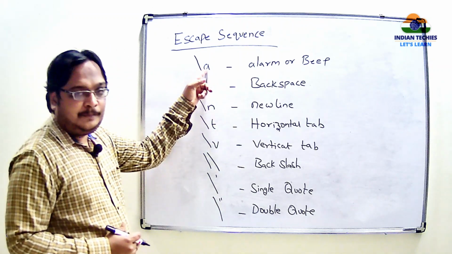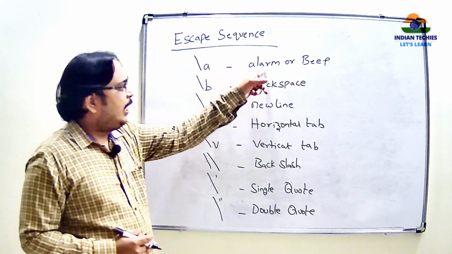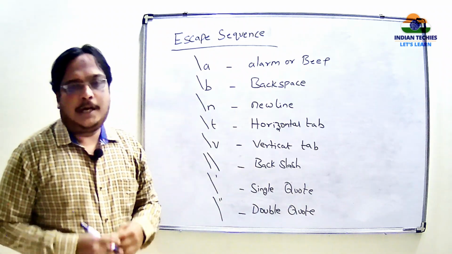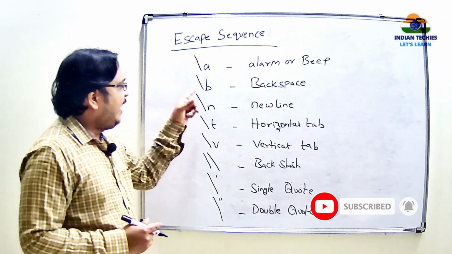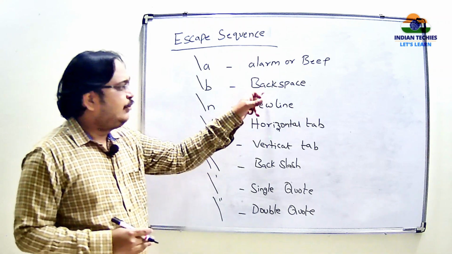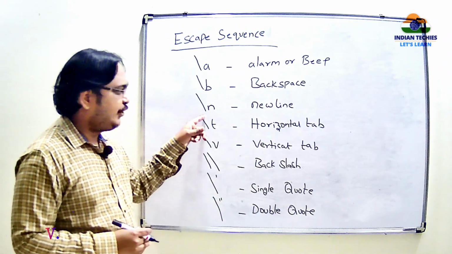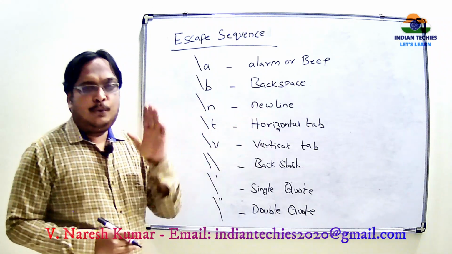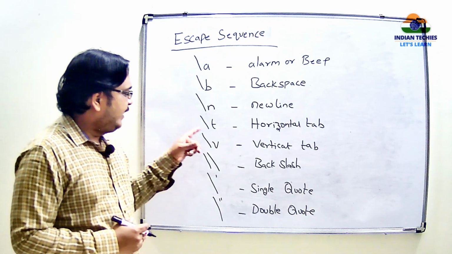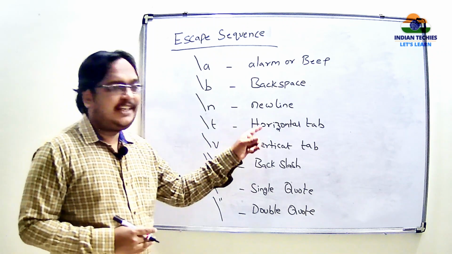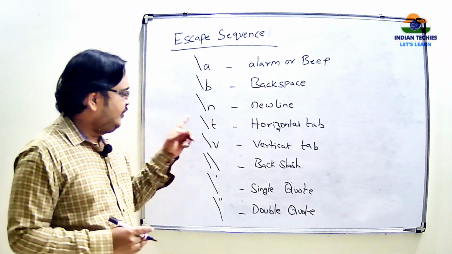Backslash a: whenever you write this in a printing statement, it gives an alarm or a beep sound. Alarm means it is not any big sound, it will be just like a beep. Next, backslash b is used for backspace, to go one character back. Backslash n is new line, which moves the cursor to the next line. Next, backslash t is for horizontal tab space. If you want to give a horizontal tab space, you can use backslash t.